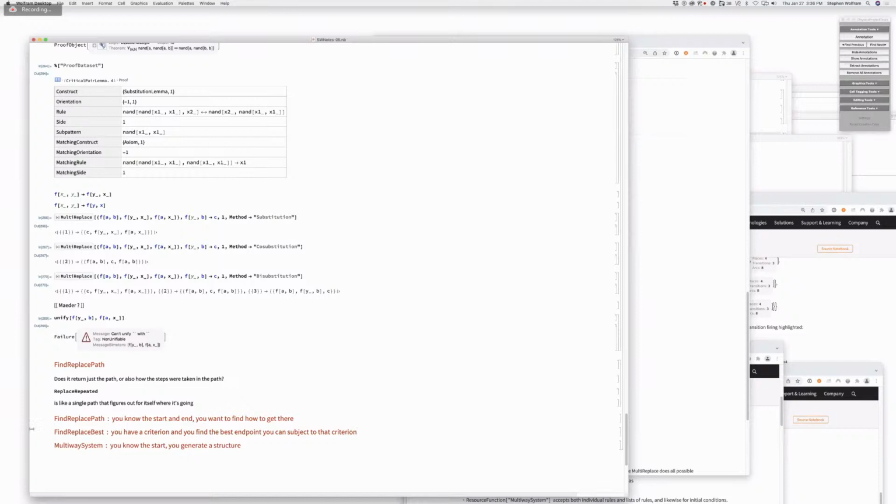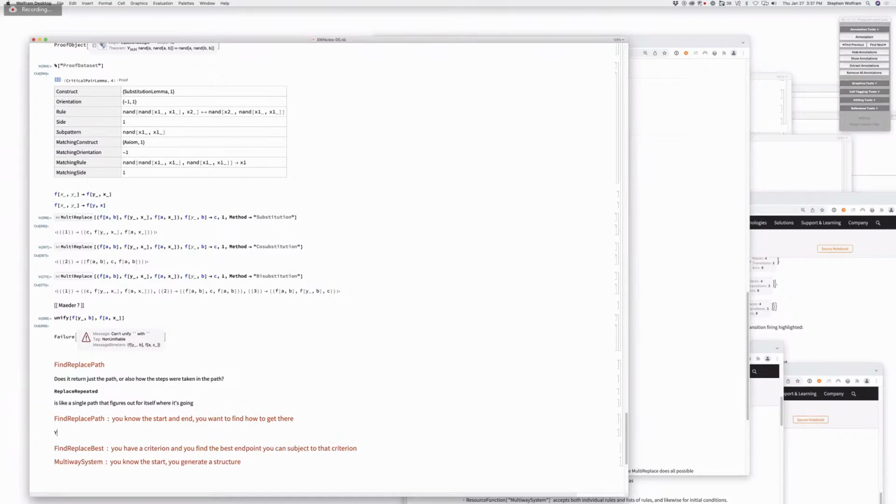The find replace path, you've pinned the two ends. Find replace, what's the right name for this? I don't know. Maybe find replace best is an option to find replace path. Like, what are you optimizing for? No, that's a different thing. Okay, so there's a thing here.